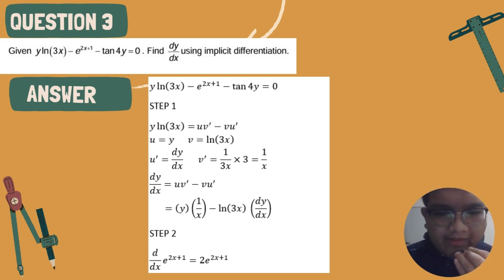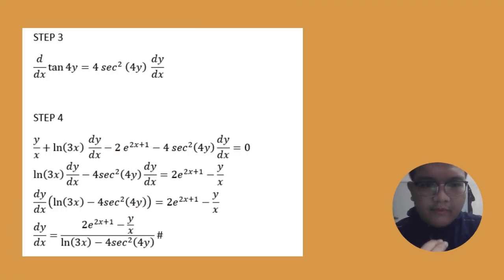After we differentiate it, sorry, in this case, differentiate the power. So differentiate the power, we will get 2. So the actual answer is 2 exponent power of 2x plus 1. So we move to step 3.